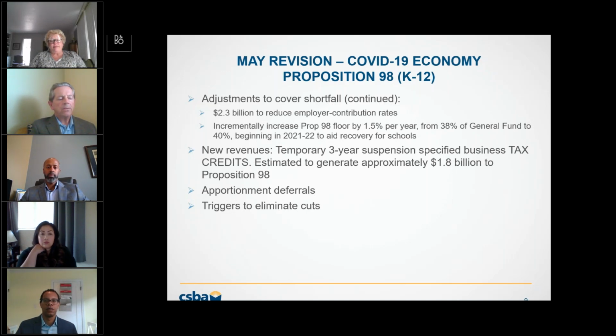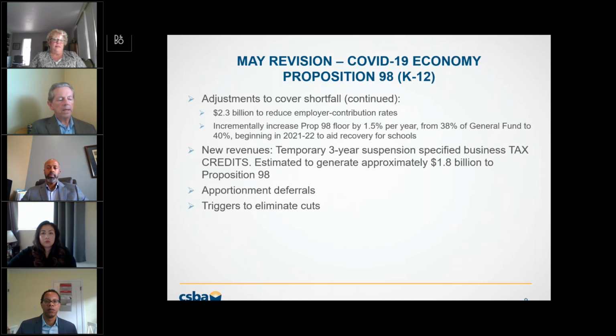Also, a lot of folks have been saying, well, what about new revenues? The May revision does look at some new revenues by temporarily suspending some business tax credits. What that means for the state general fund is about $5 billion. What it means for the Prop 98 guarantee is about $1.8 billion. So again, there are attempts here to try to make up that $19 billion difference, and this one attempt is to actually increase some revenues.